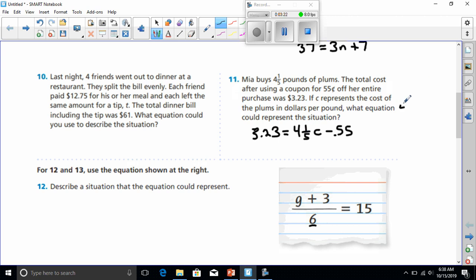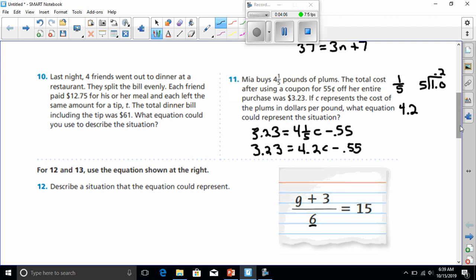I know that my decimal will start with a 4 because there's 4 in front, and now I have to deal with that pesky 1/5. Well, 1/5 can be represented by, remember, every fraction's a division problem. So this is 1 divided by 5. And if I put my decimal here and add 1, I can see that's going to give me 0.2. So I'm going to put that 0.2 after my 4, and now I'm ready to rewrite my equation as 3.23 equals 4.2c minus 0.55.